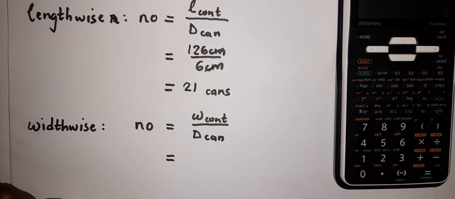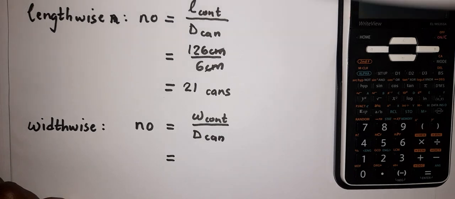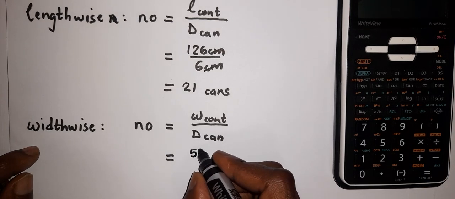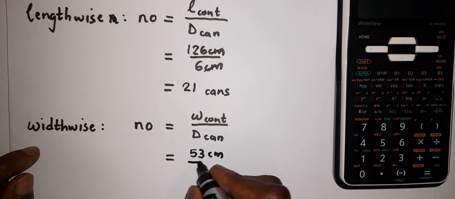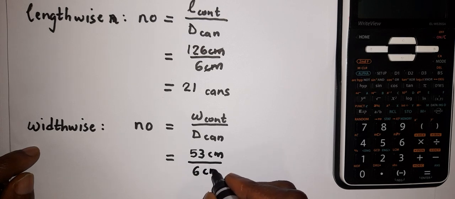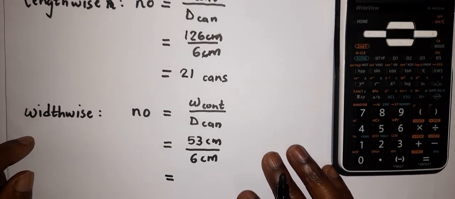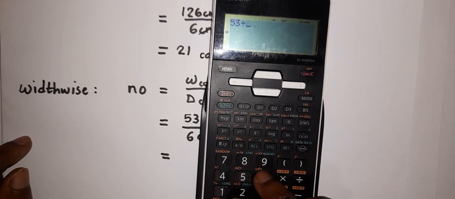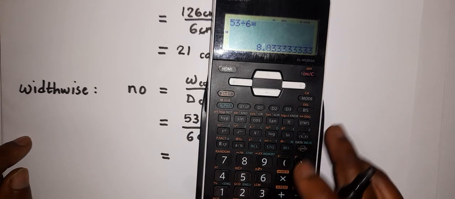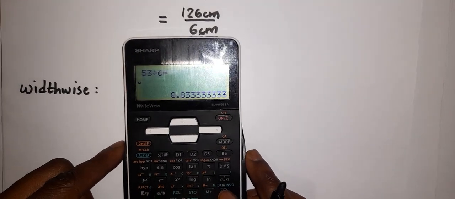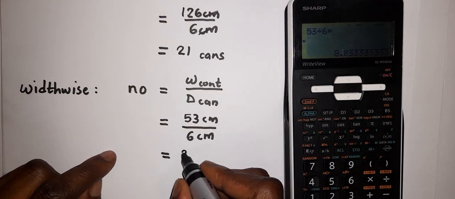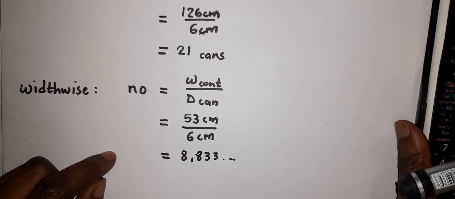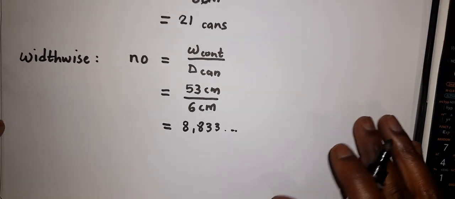Then the width of the container is 53 centimeters, and the diameter of the can is still 6 centimeters. The ratio of these two gives us 53 divided by 6. This step right here is very crucial. We see that we have 8.8333 recurring.